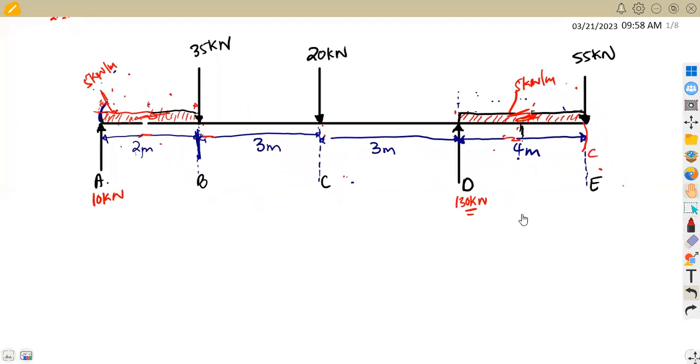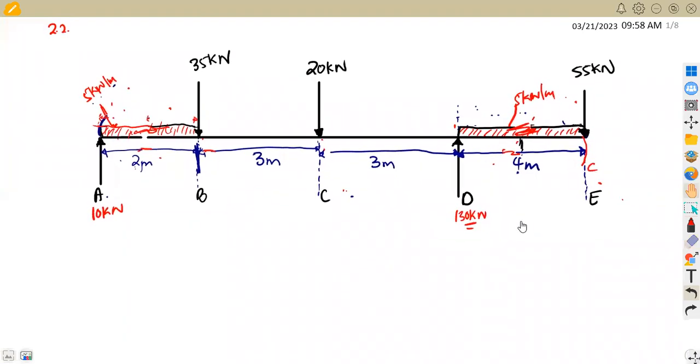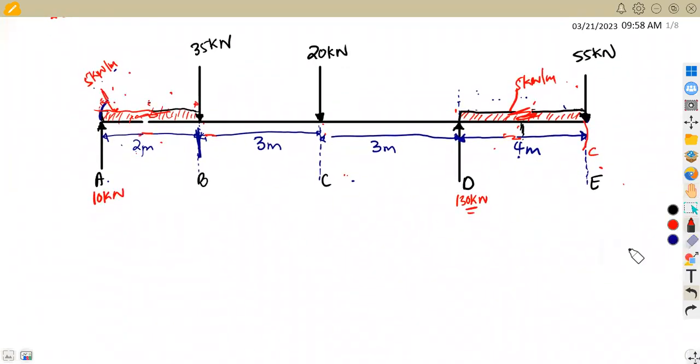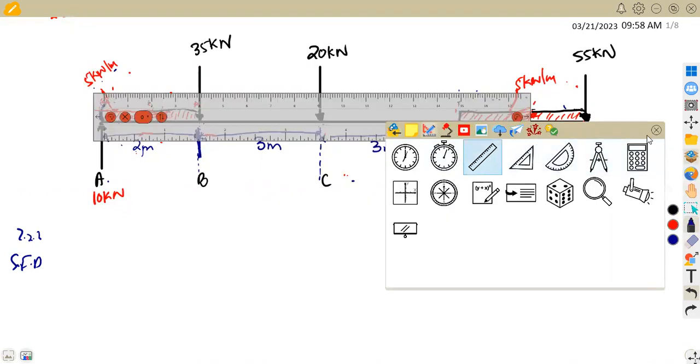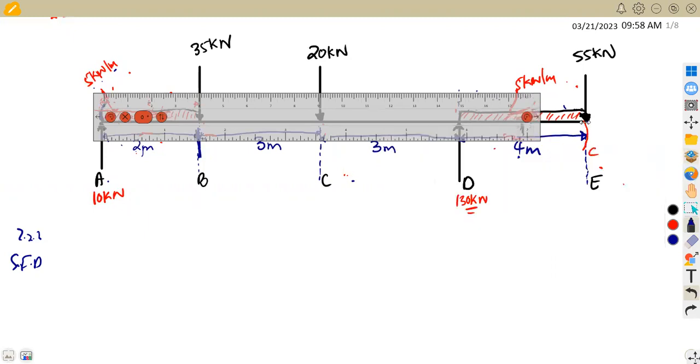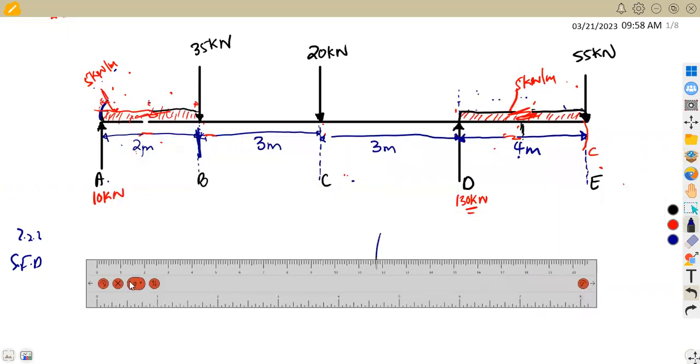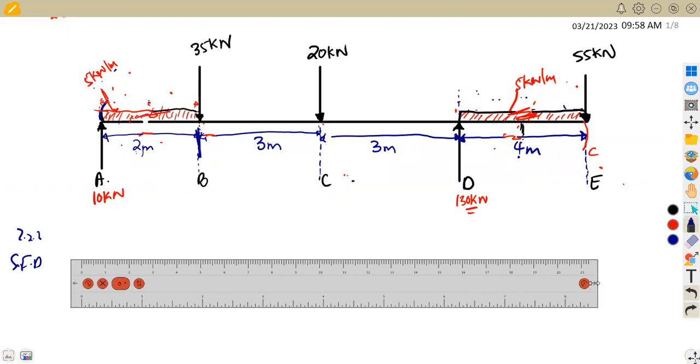We now need to have our shear force diagram, which is 2.22. All right, so let's do this, guys. So this is 2.22. Our shear force diagram, we can actually take it from the horizontal. So I'm just going to continue with these lines. Let me insert a ruler so that we can see properly here. I just hope it's going to be clear, guys, because I want you to see properly here.